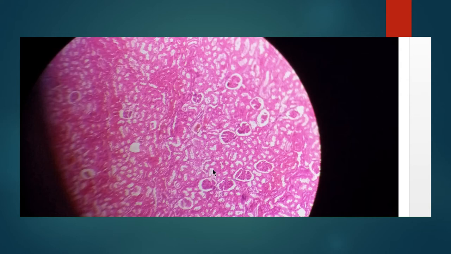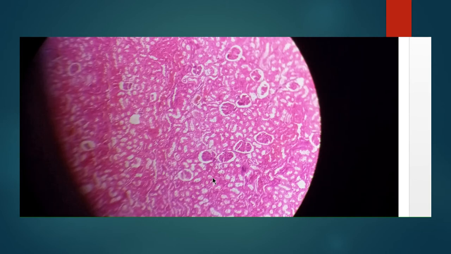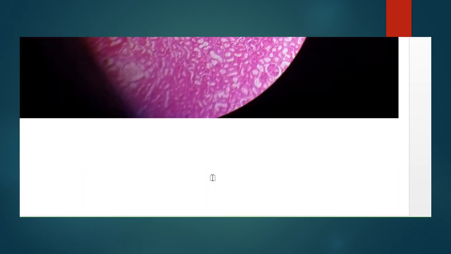So these are all the ducts. Actually, you may think these are spaces, but they are not simply spaces. These are all the ducts, PCT and DCT. Presence of the PCT and DCT, presence of the glomerulus, presence of the Bowman's capsule. These are all the identification points of the kidney. These things we can identify in the cortex of the kidney.